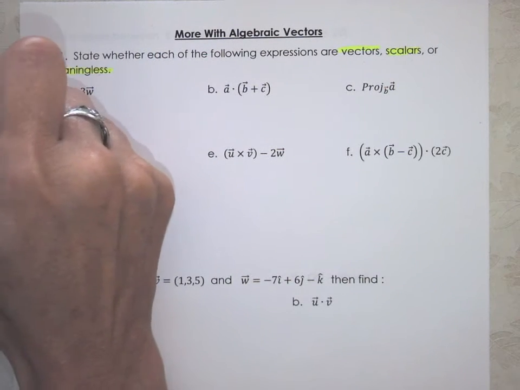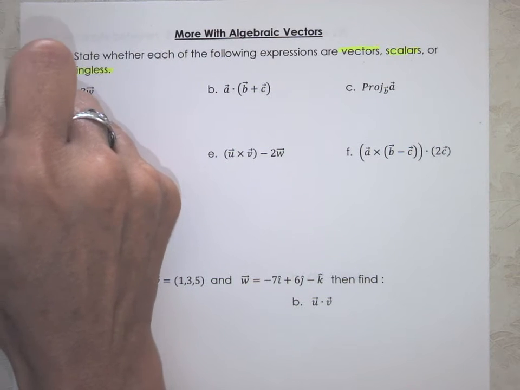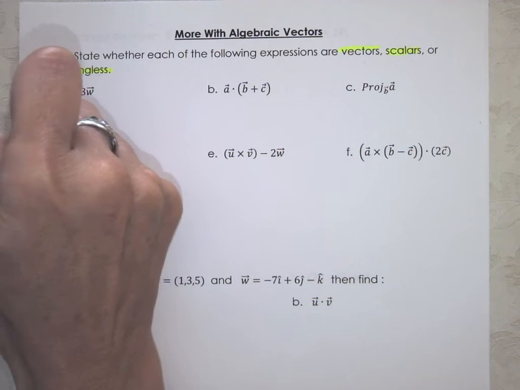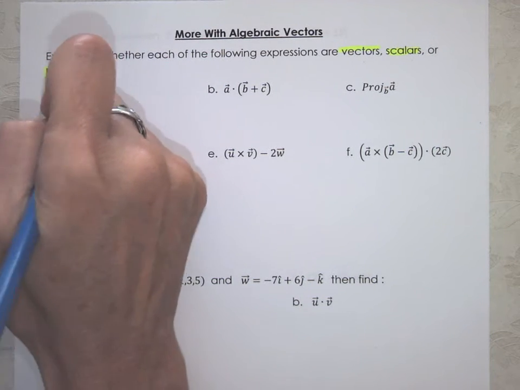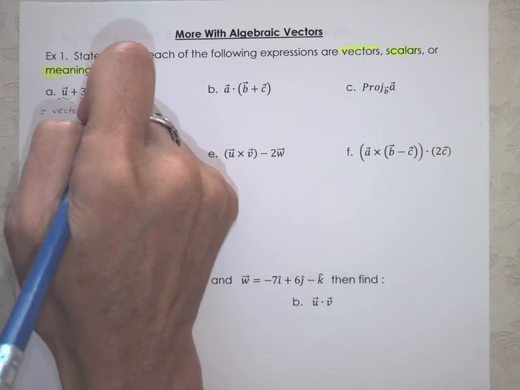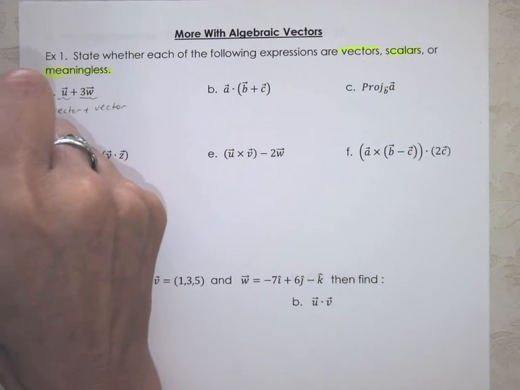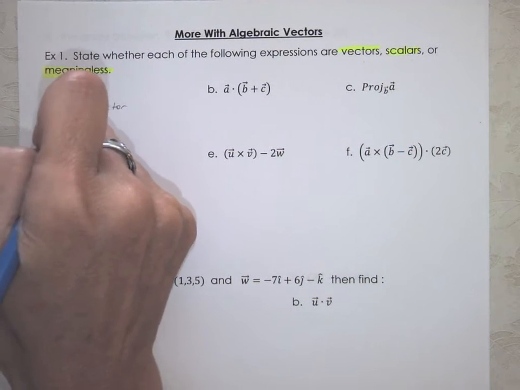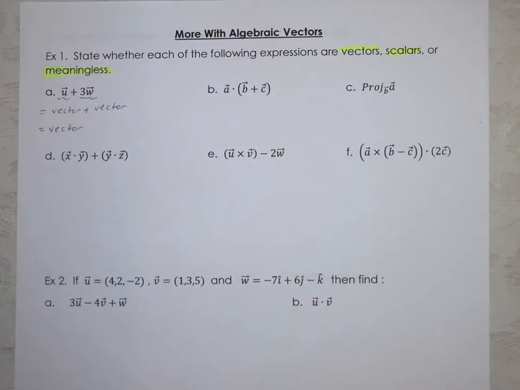So the easiest way I'd look at here, I'm adding, it's a vector plus another vector. And when you add two vectors together, you get a vector. So this expression is a vector.